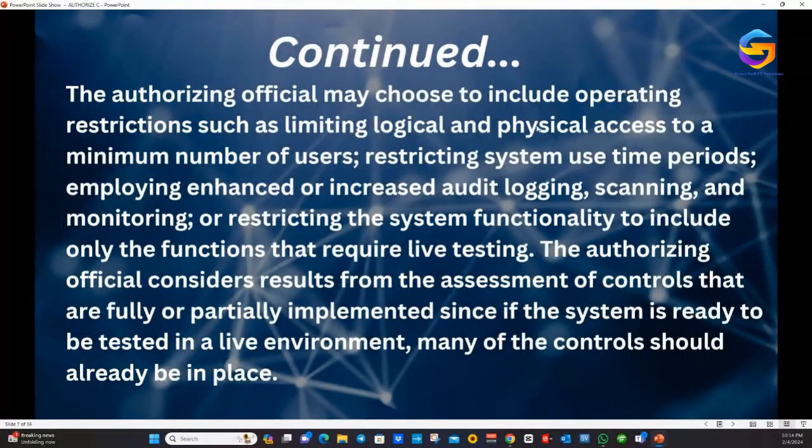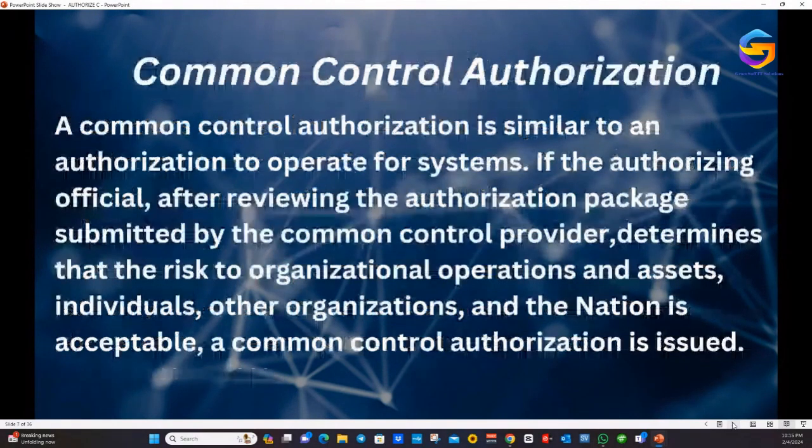Now, the authorizing official may choose to include operating restrictions such as limiting logical and physical access to the minimum number of users, restricting system use time periods, employing enhanced or increased audit logging, scanning, and monitoring, or restricting the system functionality to include only the functions that require live testing. The authorizing official considers results from the assessment of controls that are fully or partially implemented, since if the system is ready to be tested in a live environment, many of the controls may already be in place.